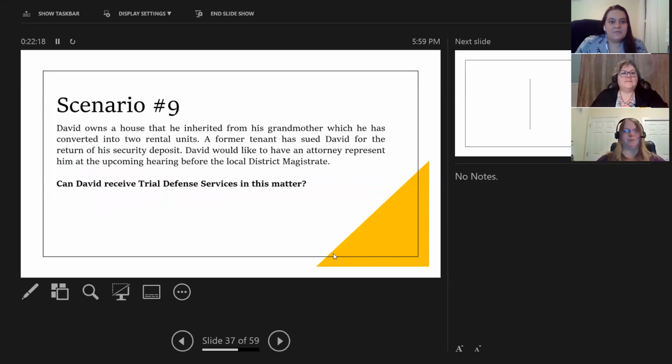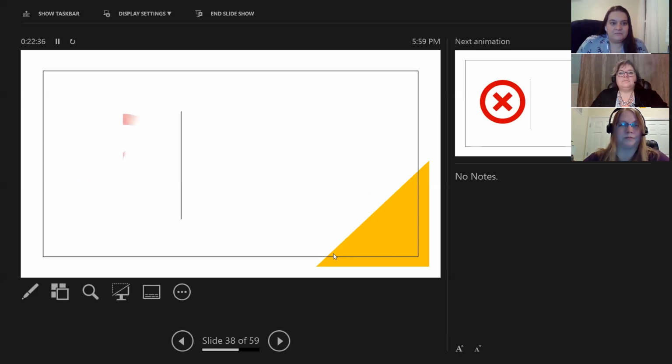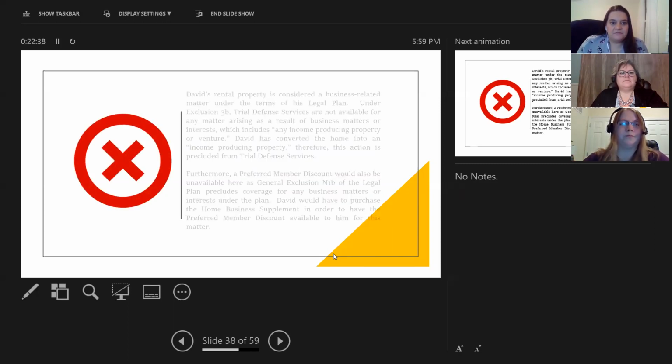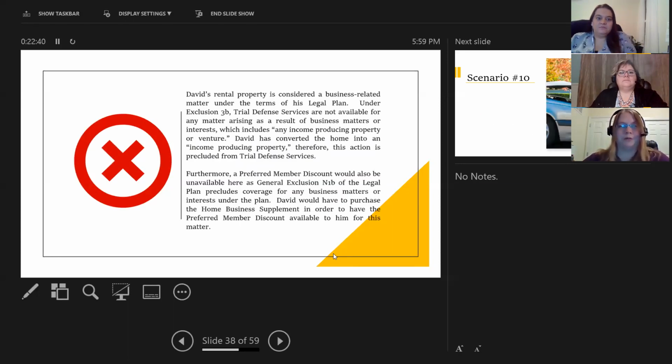Dave owns a house that he inherited from his grandmother, which he has converted into 2 rental units. A former tenant has sued David for the return of his security deposit. David would like to have an attorney represent him at the upcoming hearing before the local magistrate. Can David receive coverage under this? And the answer here would be no. It's a rental property now, so it's considered to be business related. The trial defense services are not available for any income producing property or venture.